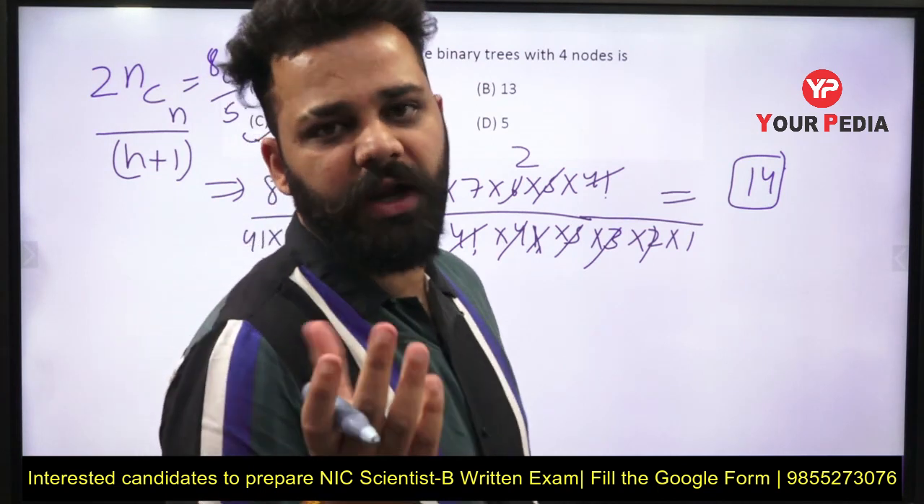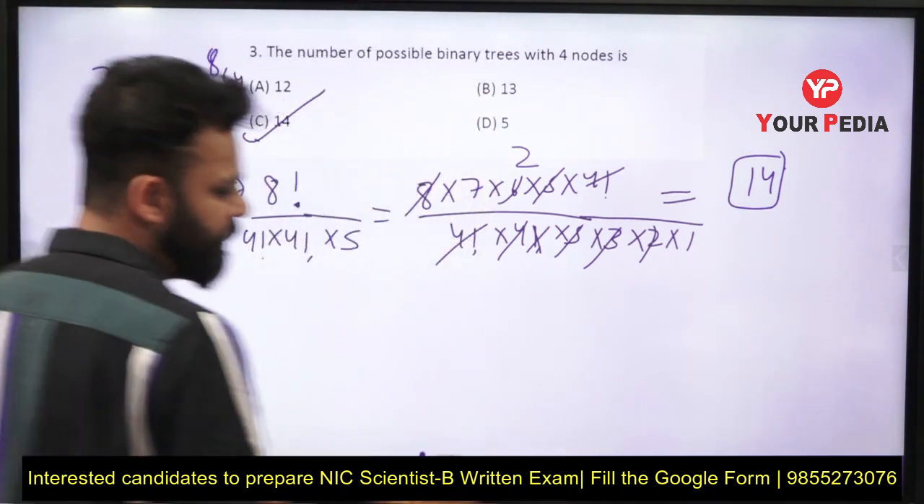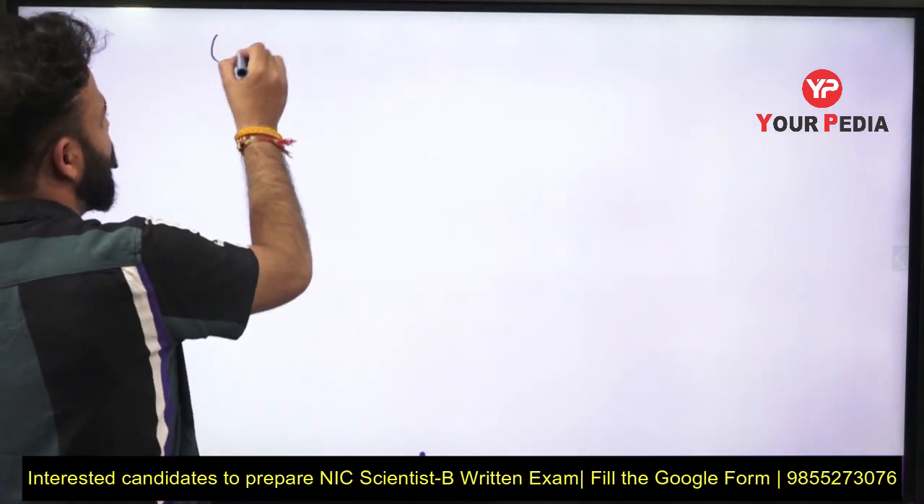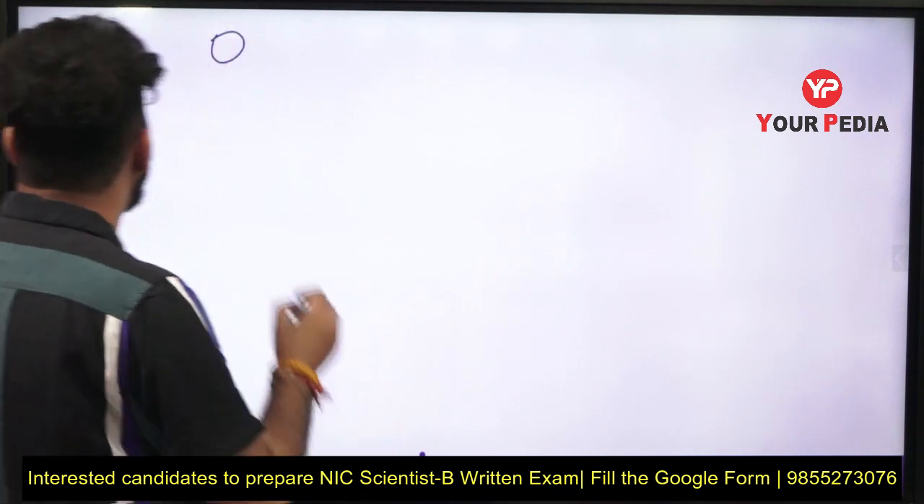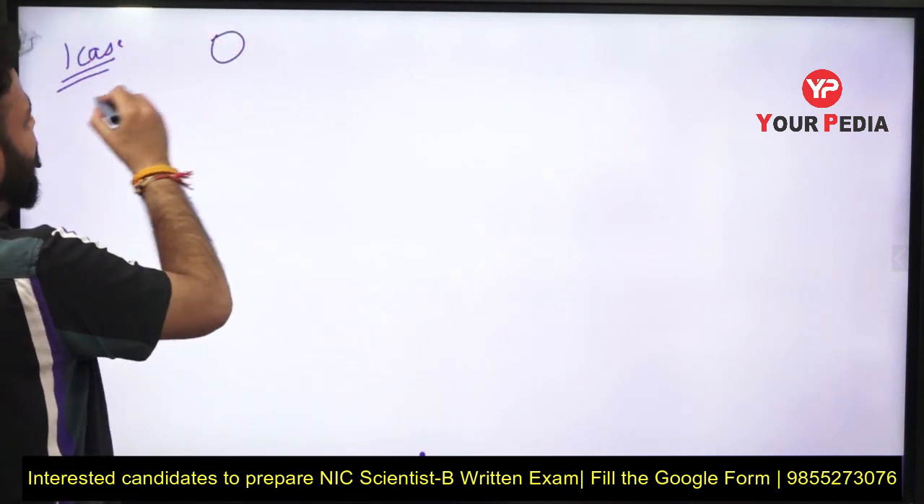Now if you don't remember the formula in the exam, there is also one brute force method, which you can use this way. So the first case we will see is case 1, where the root has 2 children.